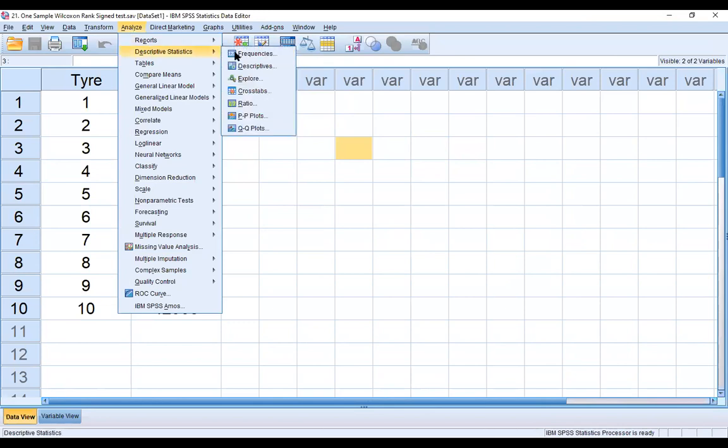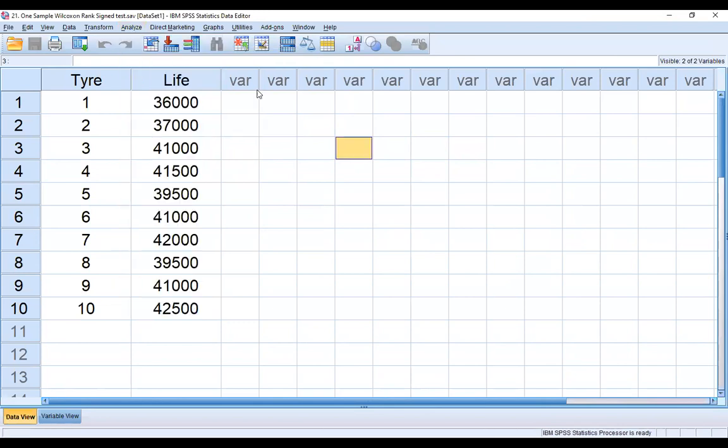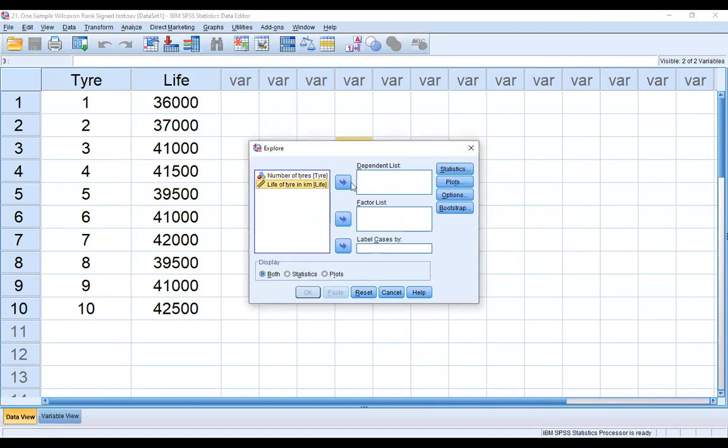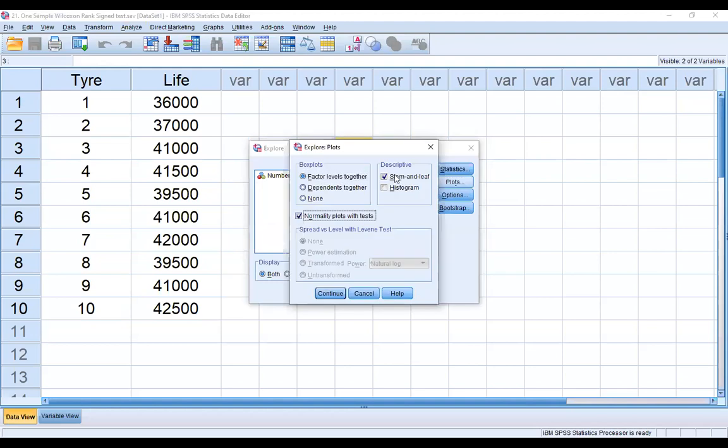Analyze, descriptive statistics, and explore. Transfer the dependent variable into the dependent list, and plots. I am taking normality plots with tests, and we check my p-value. If the p-value is less than 0.05, it means data is not normal. If the p-value is greater than 0.05, it means data is normally distributed. Okay, so it is very easy.